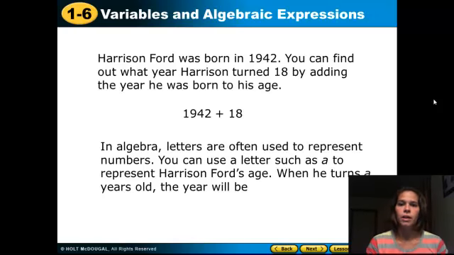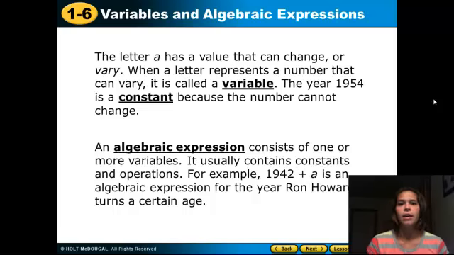In algebra, letters are often used to represent numbers. You can use a letter such as A to represent Harrison Ford's age when he turns A years old. The year will be 1942 plus A. The letter A has a value that can change or vary. When a letter represents a number that can vary, it is called a variable.